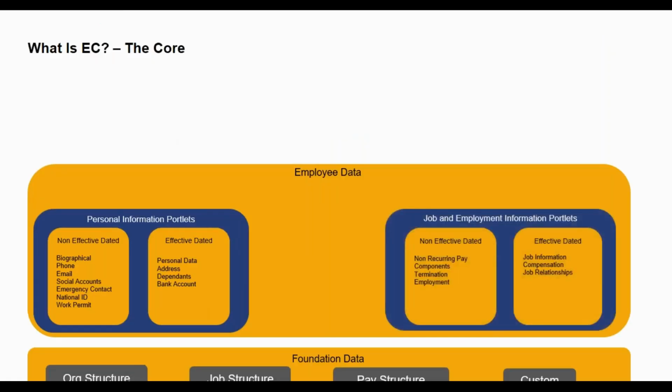You also have employment related details, job and comp information. Again, you have effective dated and non-effective dated. Each of these portlets contains the fields, both standard and custom fields. If your customer wants to have a custom field in personal data, you can go create a personal field. You can go create a custom field there. If you want to have a custom field in job information, you can go and create it.